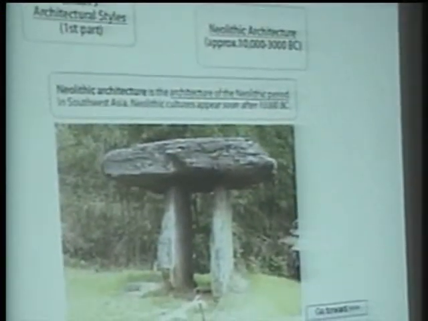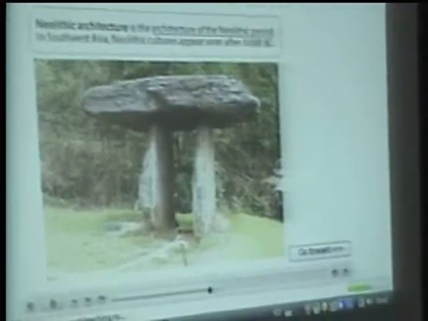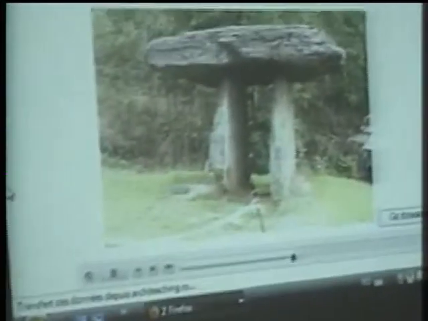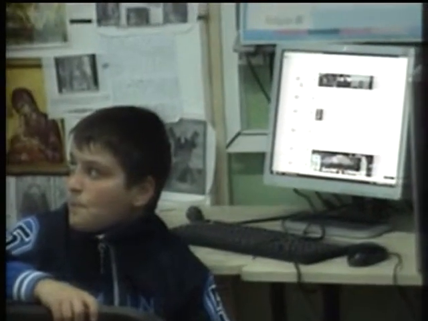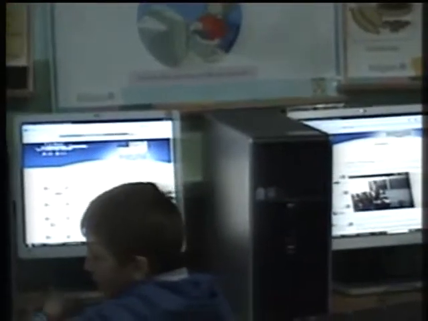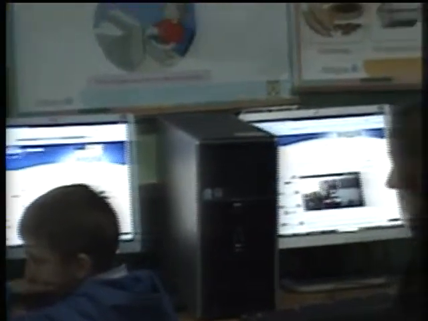Neolithic architecture. 3000 BC. Neolithic architecture is the architecture of the Neolithic period. In Southwest Asia, Neolithic cultures appear soon after 10,000 BC. The Neolithic peoples in the Levant, Anatolia, Syria, northern Mesopotamia, and Central Asia were great builders, utilizing mud brick to construct houses and villages. In Europe, long houses built from wattle and daub were constructed.